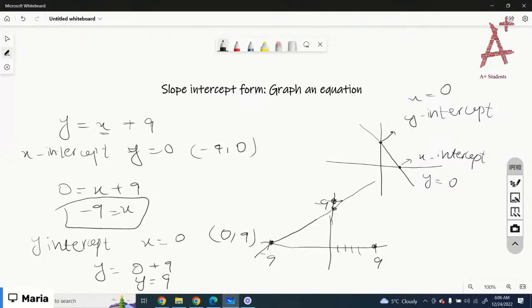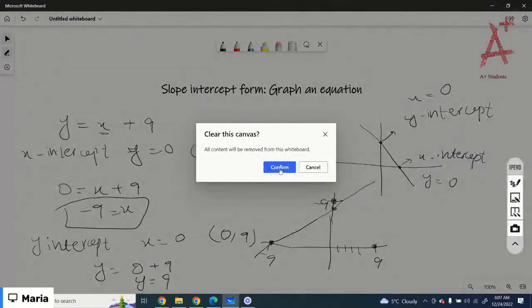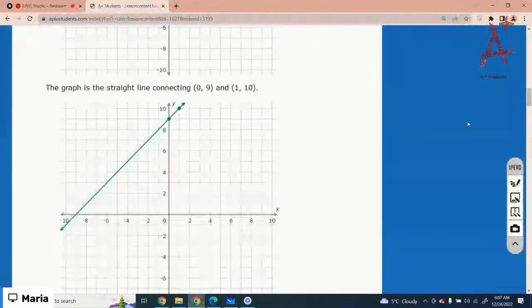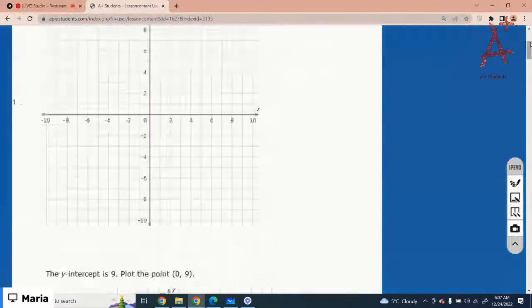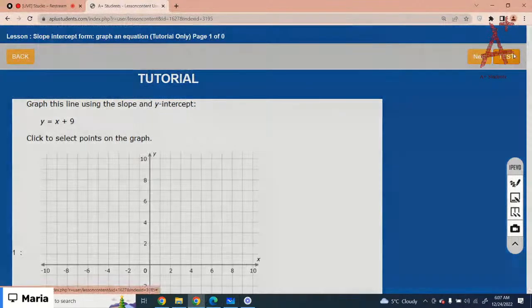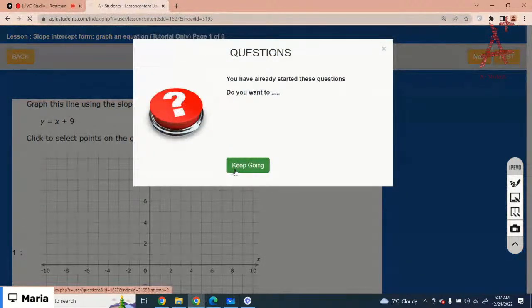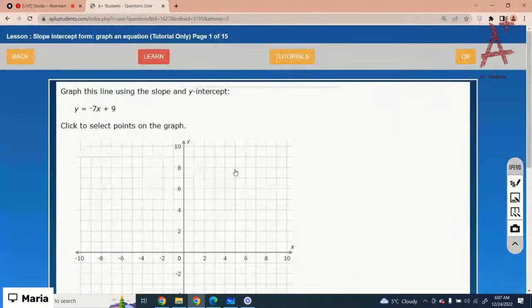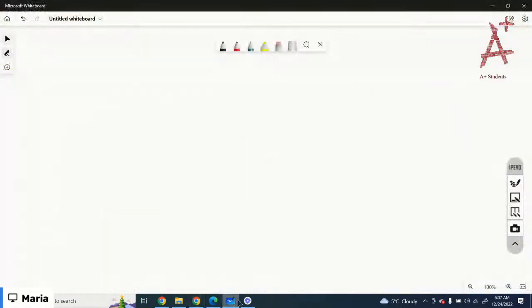Okay, let's just start with the example. You can find more points on the graph. Let me just explain how. We'll do an example, then I'll explain. Okay, the graph equation is y equals negative 7x plus 9.